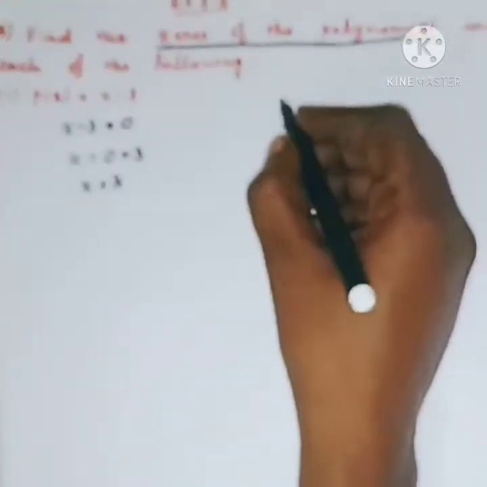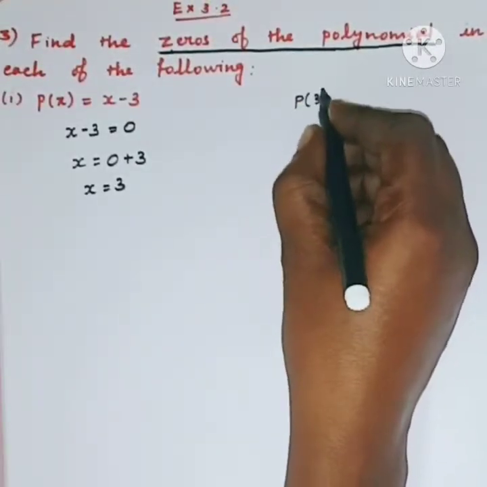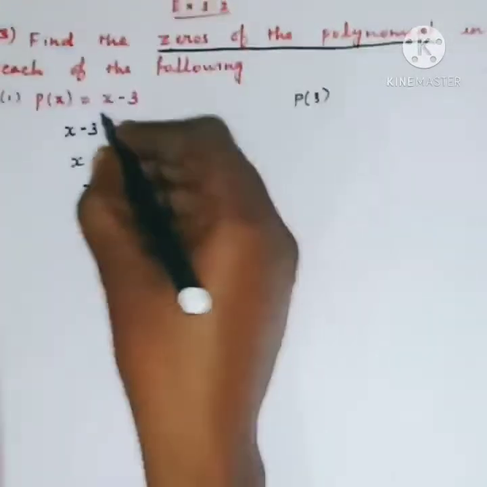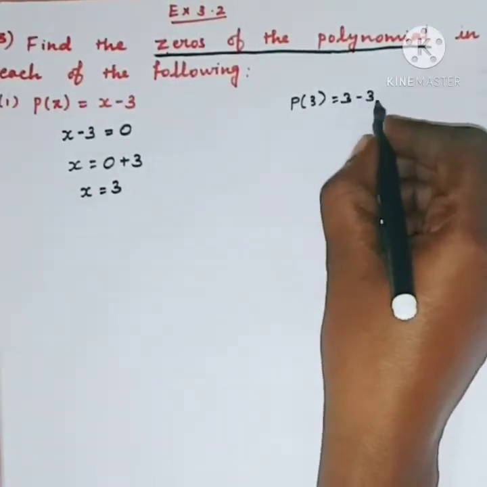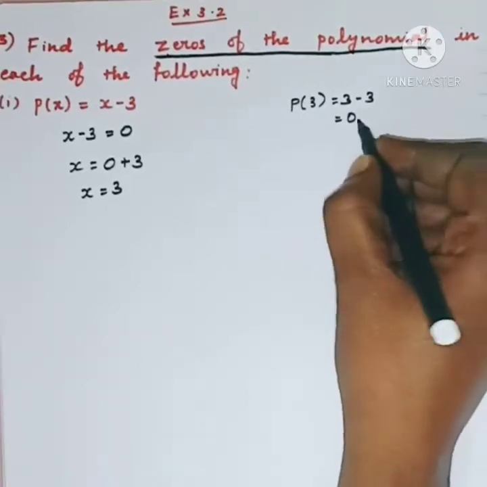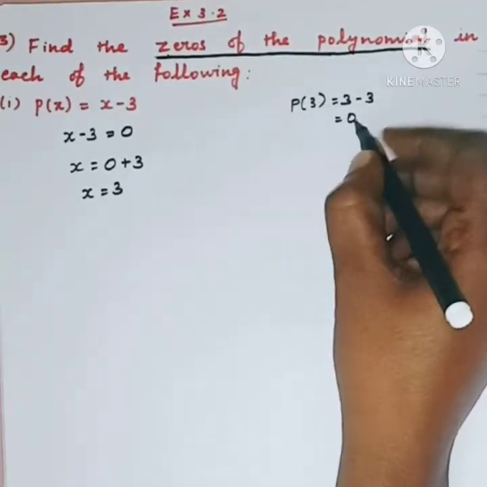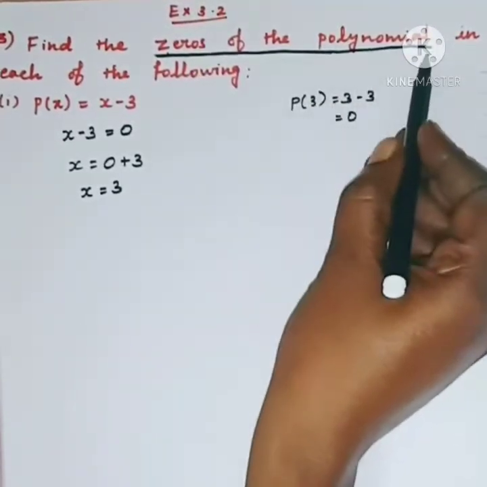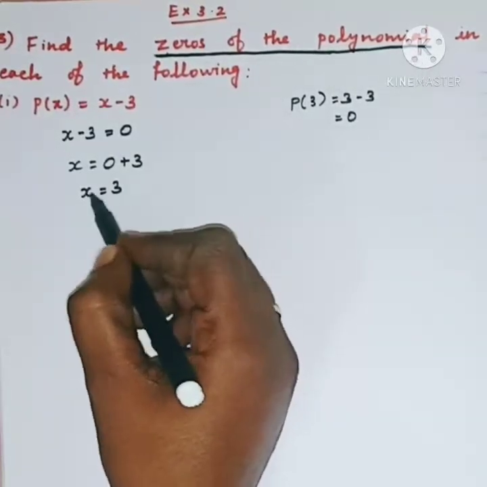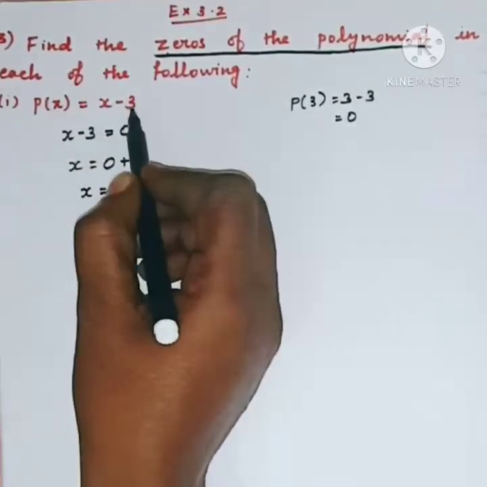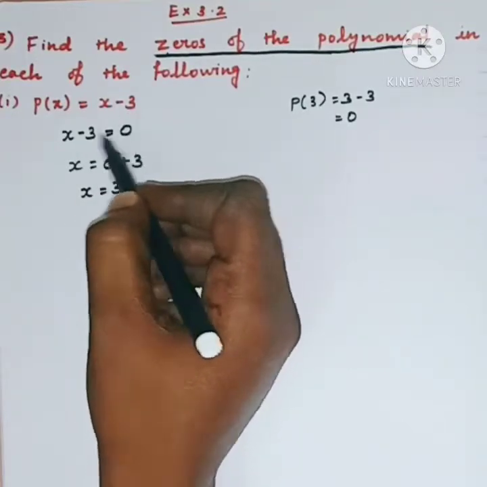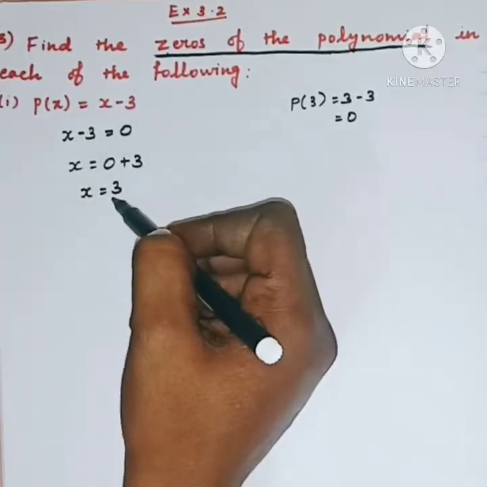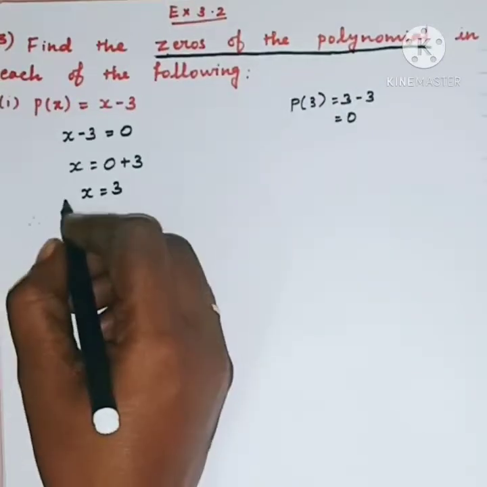So if we put p of 3, in the place of x if we put the value 3, we have x minus 3 is 3 minus 3. 3 minus 3 will become 0. So we will get the answer 0. So zeros of the polynomial means for what value of x we will get this polynomial as 0. So take the right hand side equal to 0 and find the value of x. So the zero of the polynomial is 3.